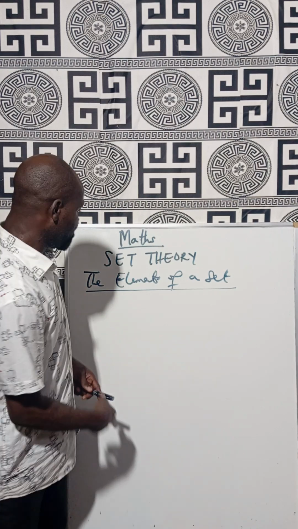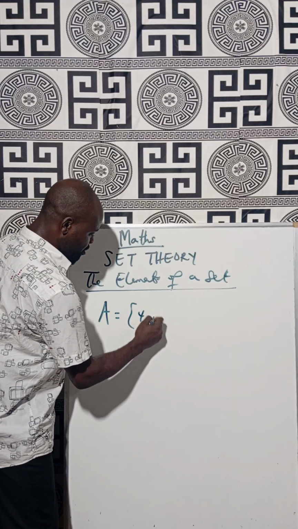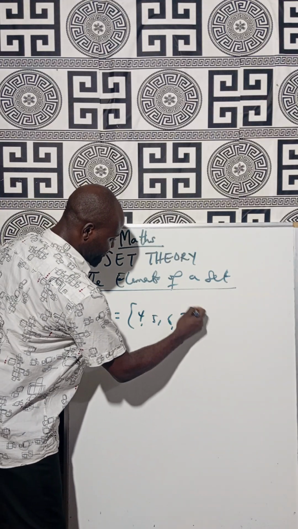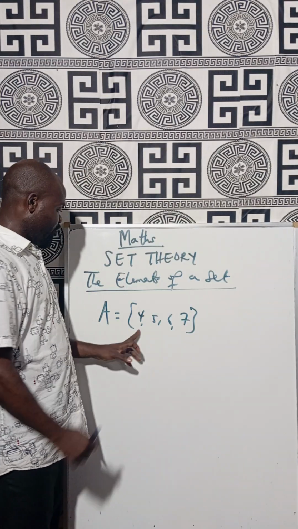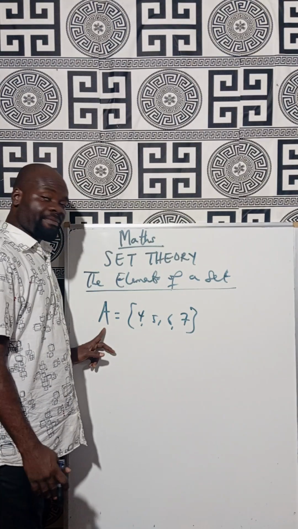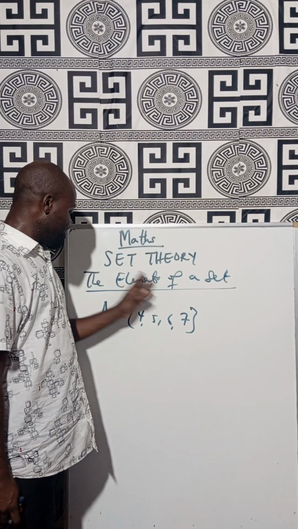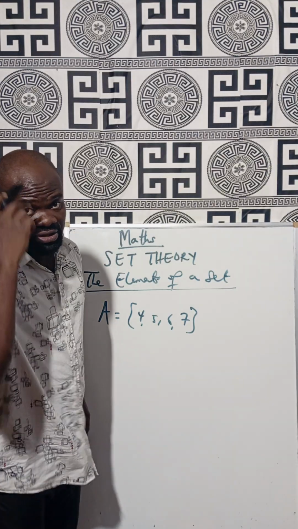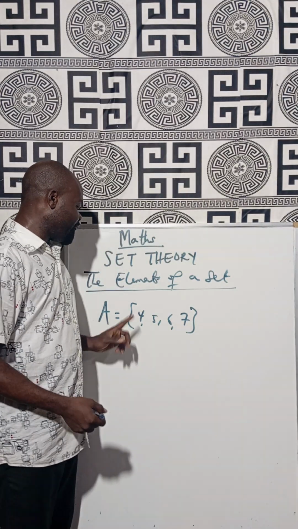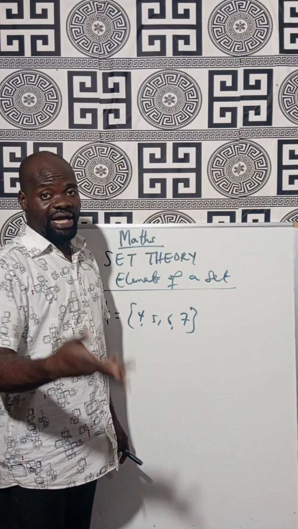Note it. Understood. So let's say we have a set A equals 4, 5, 6, and 7. Of course, we know that 4 is an element of set A. 5 is an element of set A. Each of them here is an element of set A because all of them belong to set A. You understand me now? So it means that 4 is a member of that set A.